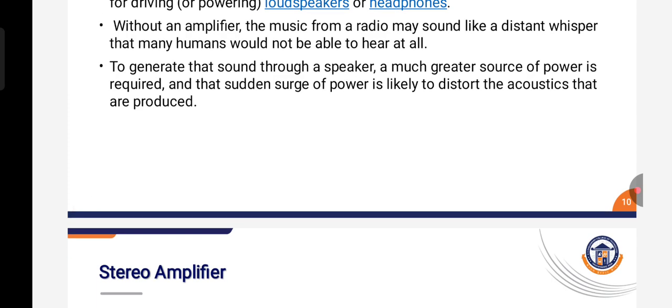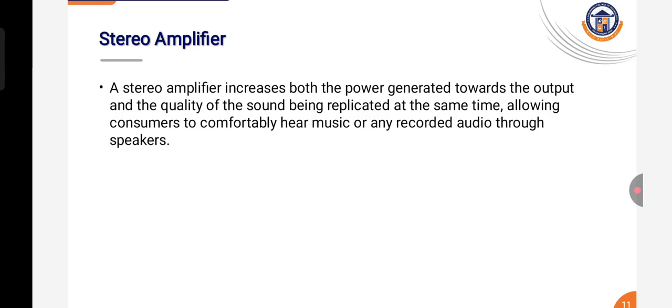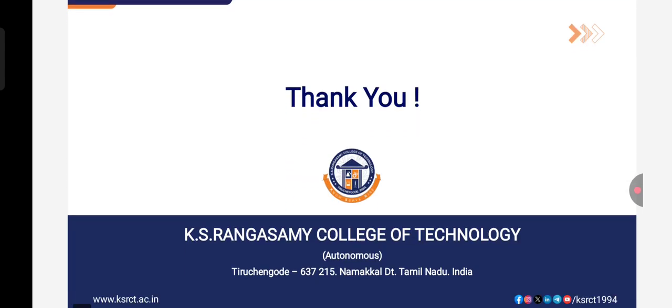So to generate sound through the speaker, a much greater source of power is required, and a sudden surge of power is likely to distort the acoustics that are produced. The stereo amplifier increases both the power generated towards the output and the quality of the sound being replicated at the same time, allowing consumers to comfortably hear music or any recorded audio through the speakers.